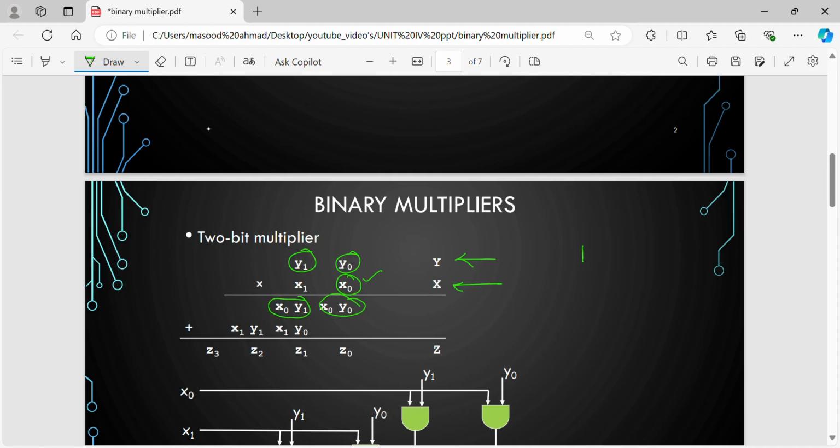Say I have 1 0, then 0 1. I am multiplying. 1 multiplied by 0 is 0, 1 multiplied by 1 is 1, plus 0 multiplied by 0 is 0, 0 multiplied by 1 is 0. Then we add them. This is actually a manual process. We need to look into a process by which we can get this from a circuit. The circuit should be capable of doing this.